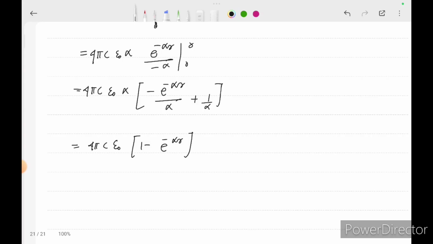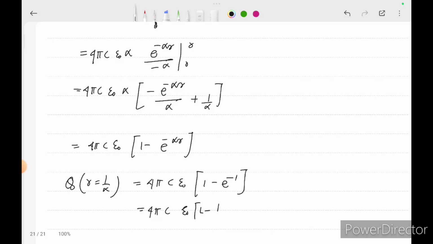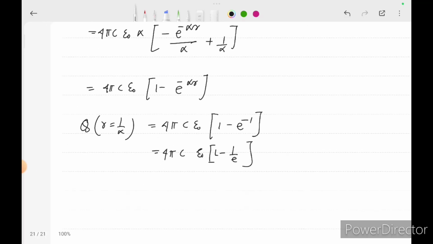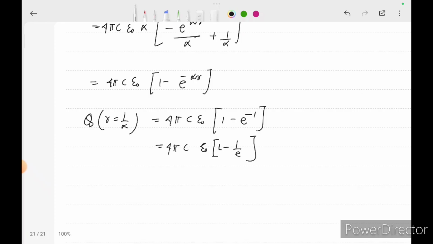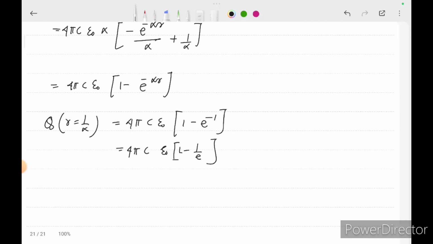Okay, so Q at r equals to 1 by alpha is nothing but 4 pi C epsilon naught (1 minus e to the power minus 1). So 4 pi C epsilon naught (1 minus 1 upon e). So this is the exact form of the total charge within a radius r equals to 1 by alpha.